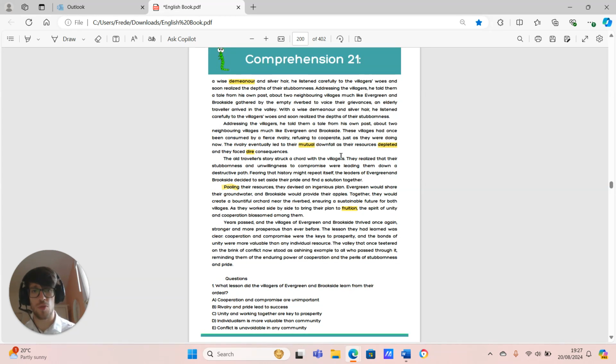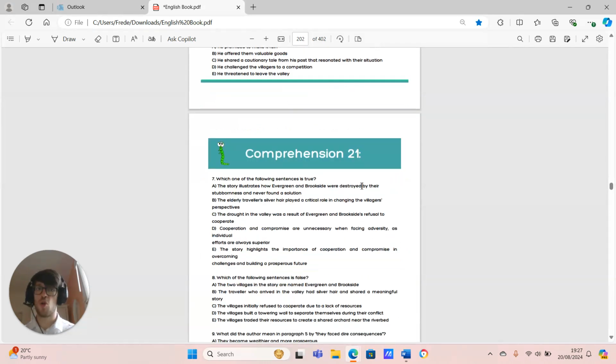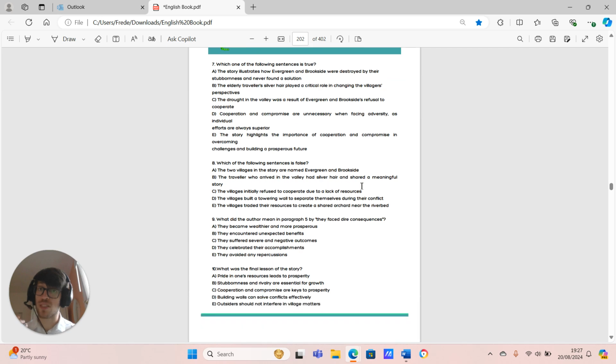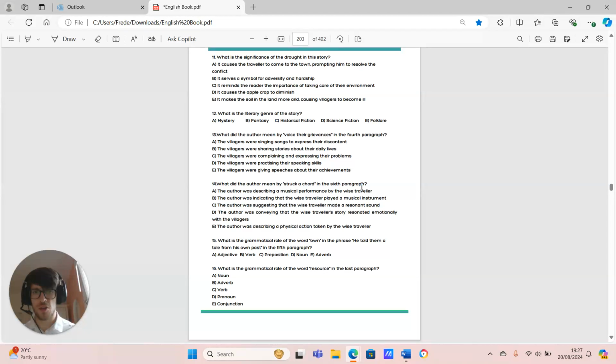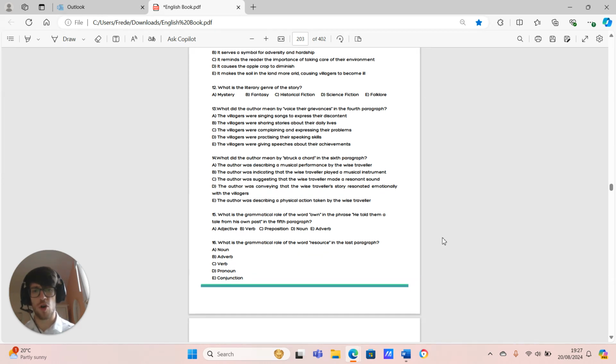The old travel story struck a chord with the villagers. Then they realised what they were doing wrong in not compromising. The story strikes a chord, and it helps them to see that they need to work together. So let's come back here. The author was conveying that the wise traveller's story resonated emotionally with the villagers. It caused a reaction. It made them think. Has to be D.